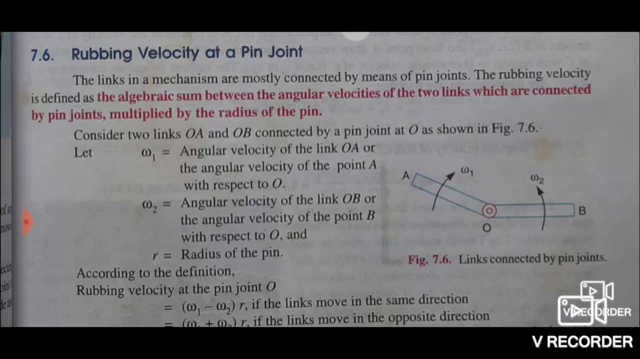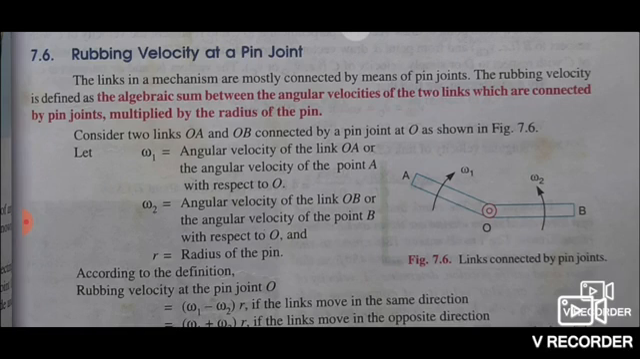Consider two links OA and OB connected by a pin joint O. Omega 1 is the angular velocity of link OA, or the angular velocity of point A with respect to O. Omega 2 is the angular velocity of the link OB, or the angular velocity of the point B with respect to O. And R is the radius of pin.